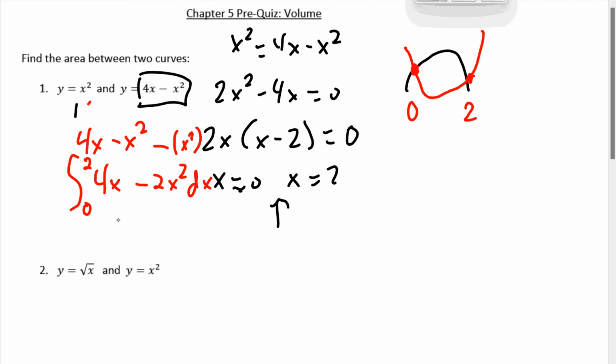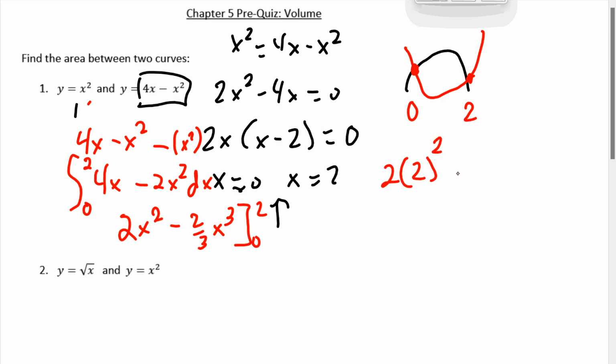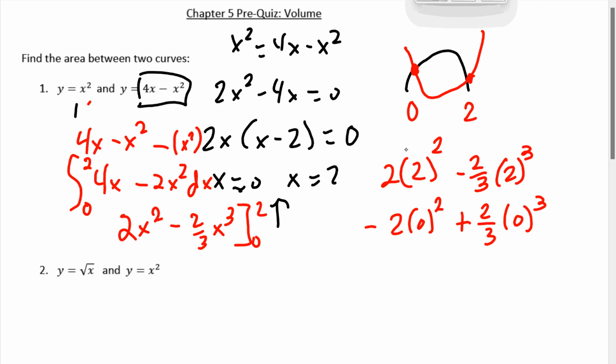And so I'm going to use the power rule. So that'd be 2x squared minus 2/3 x cubed from 0 to 2. So I plug in 2. I plug in 0, and I'm going to subtract that. And again, with this one, I really don't need to plug in 0 and subtract. So I really just get, plugging that in, I just get 8/3.